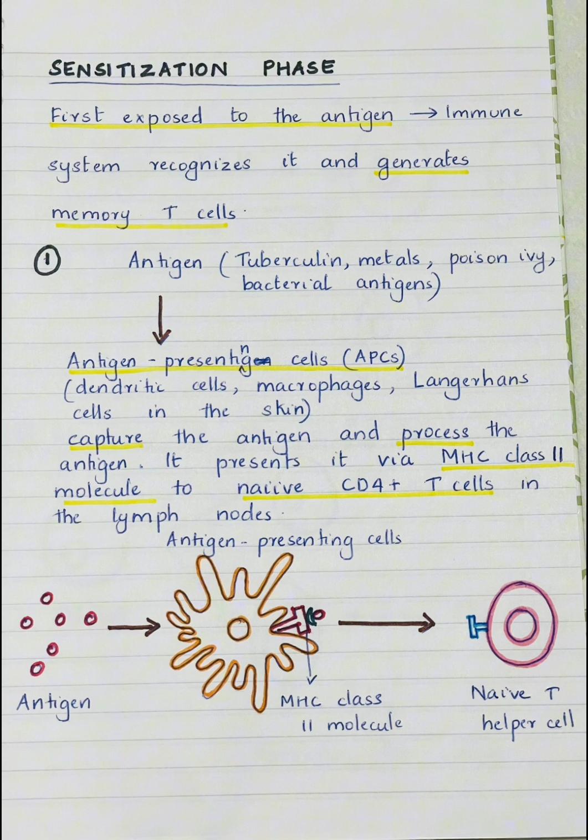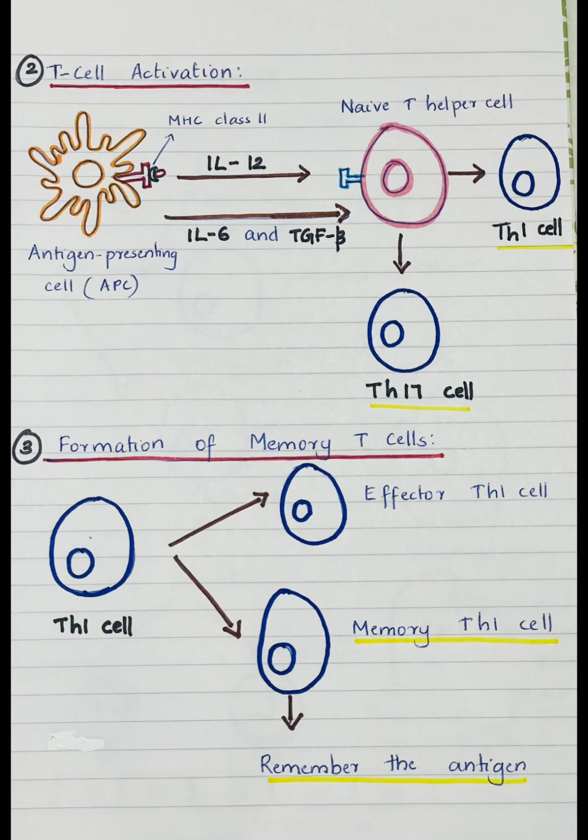When the antigen enters our body, antigen-presenting cells such as dendritic cells, macrophages, or Langerhans cells in the skin will capture and process the antigen. It will present the antigen to naive CD4 T cells via MHC class II molecule in the lymph nodes. The interaction between MHC class II molecule and T cell receptor activates naive CD4 T cells, leading to their differentiation into T helper 1 or T helper 17 subsets. It depends upon the cytokine environment.